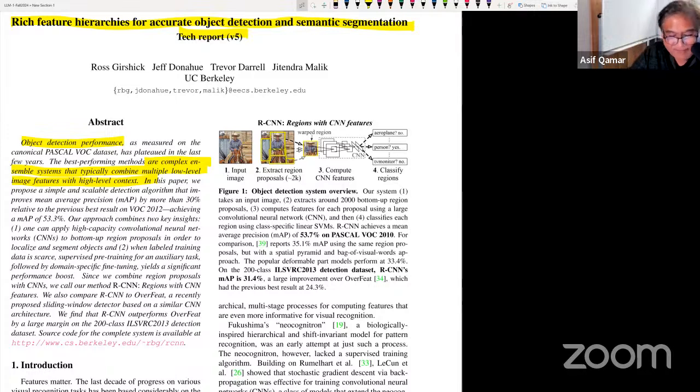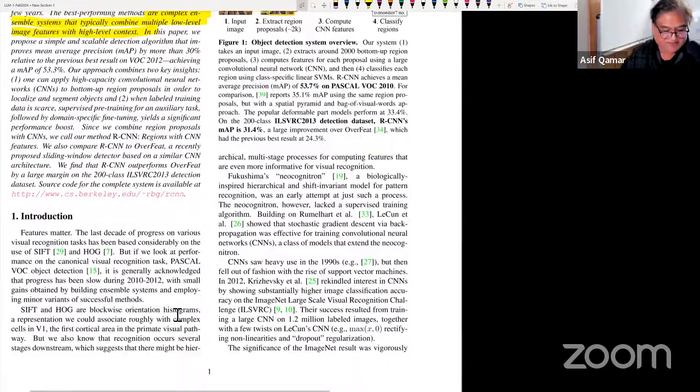I won't repeat it. Our approach combines two key insights. One, one can apply high capacity convolutional neural networks, CNNs, to bottom up region proposals in order to localize and segment objects. Two, when labeled training data is scarce, supervised pre-training for an auxiliary task followed by domain-specific fine-tuning yields a significant performance boost. Today, I mean, it almost seems this is the way you would do it, but at that time, it was quite a big deal. And I won't go into comparing this and that, but let's see how they do it.